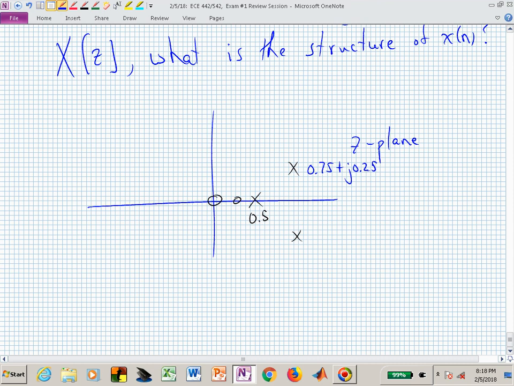Do you know it for the pole at 0.5? Yes, it's just 0.5 squared, cubed. It just shrinks. That's an exponential. What about these complex conjugates at 0.75 plus j 0.25? How do you like to describe those? Will that be an exponential? Will it be an exponential cosine? Will it be a pure cosine? What will that correspond to?